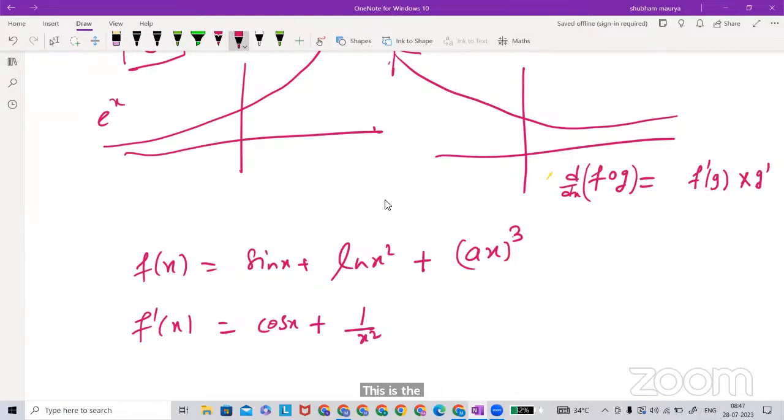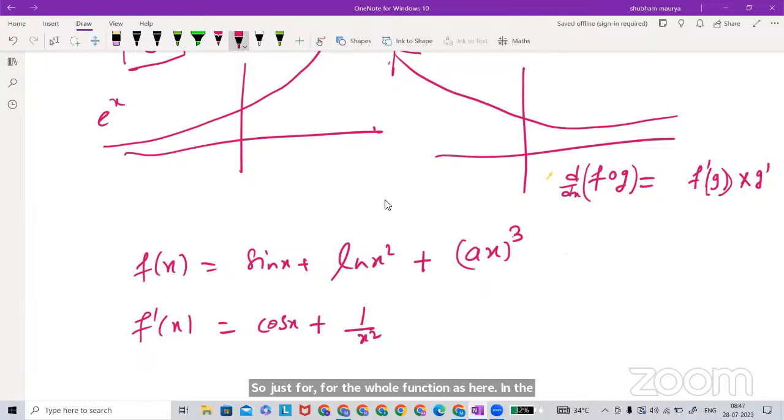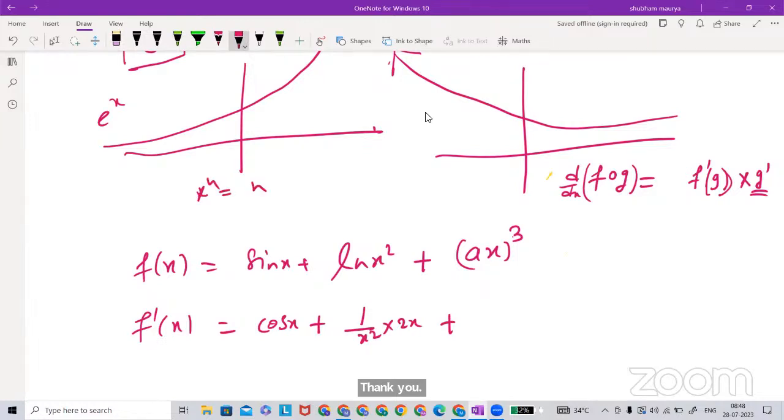Again, in x square you have a composition of log and a quadratic. So for the whole composite form, the derivative is 1 by x square. Now go to the inside function and differentiate it. The derivative of x square becomes 2x. Now again the same here: a x cube gives 3 x square. The rule is that x to the power n, once you take the derivative, is n x to the power n minus 1.